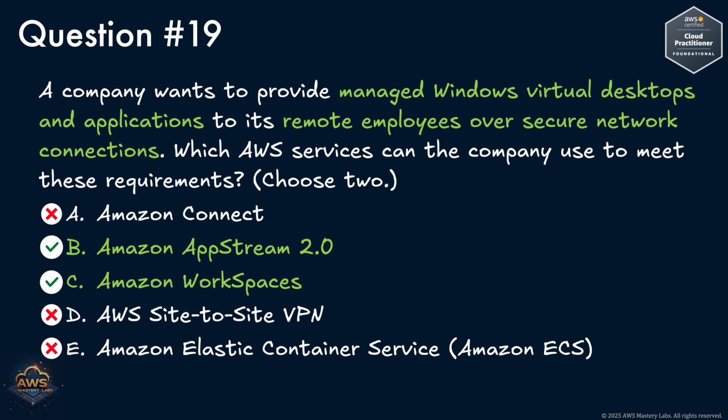Option C, Amazon Workspaces. Amazon Workspaces is AWS's desktop as a service, DaaS offering. It provides managed, secure, and persistent virtual desktops, including Windows, to end users. This service is perfect for remote employees who need a full desktop environment that they can access from anywhere. It supports integration with Active Directory, encryption, and a scalable deployment model. Option B is correct, because Workspaces provides secure, managed virtual desktops, ideal for remote workforces.